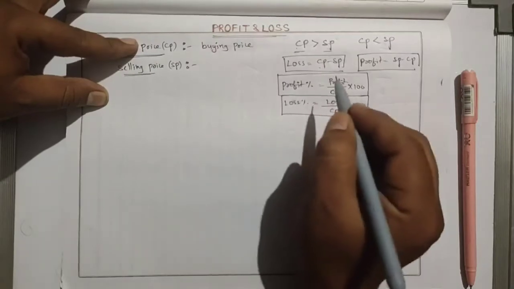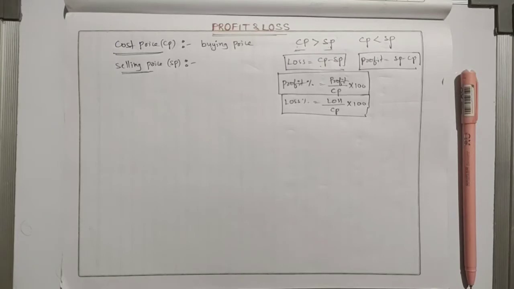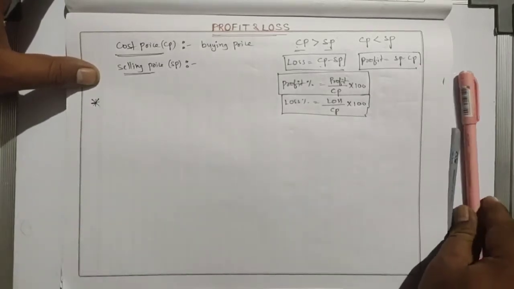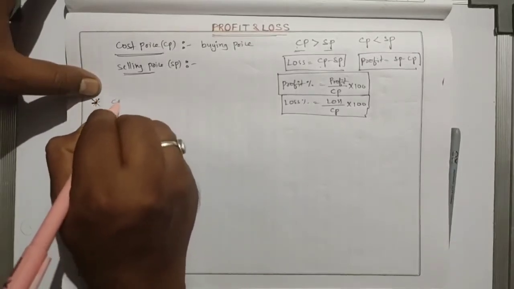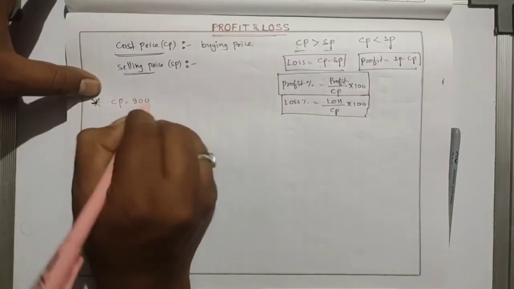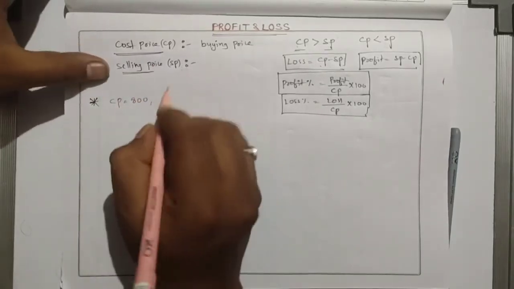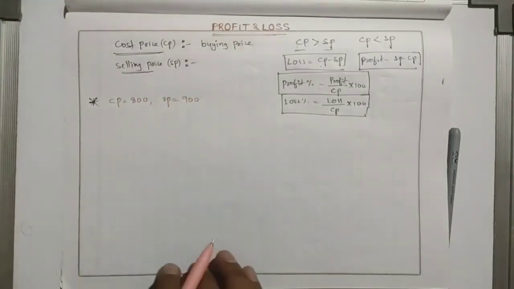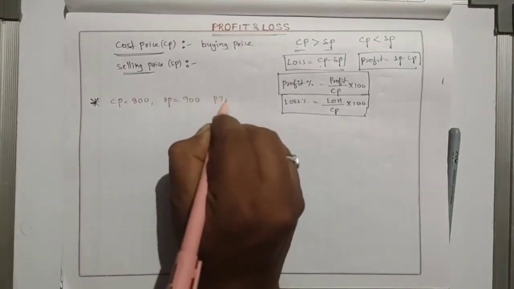Here I will give some basic questions on how to solve the problems. The first question is: if a merchant buys an article at the cost of 800, that is, the cost price of the object is equal to 800, and he sold it at the cost of 900, SP is equal to 900, then what is the profit percentage? This is the question here.